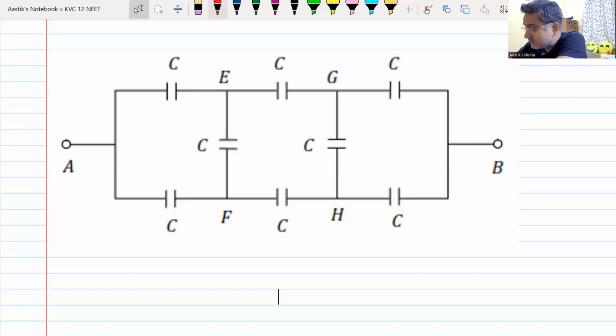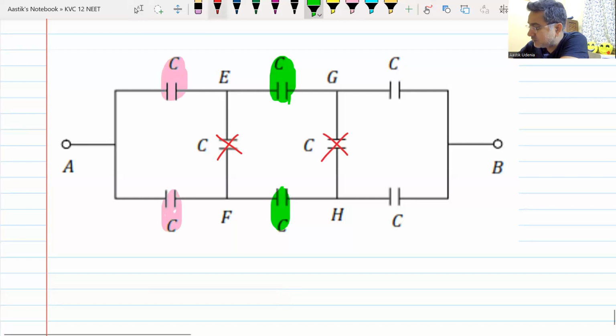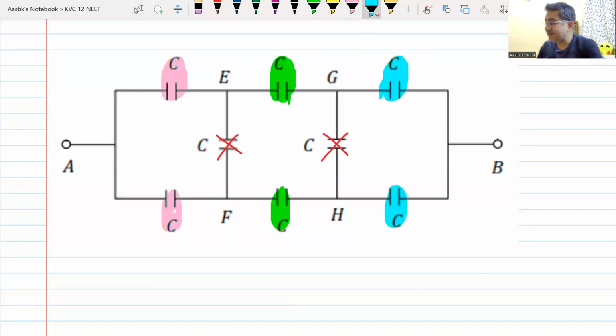You can see, sir, that this capacitor will go out. Yes or no? The middle capacitor will disappear. So basically these two capacitors will disappear because this by this is equal to this by this, and that is also equal to this by this. Do we understand this?